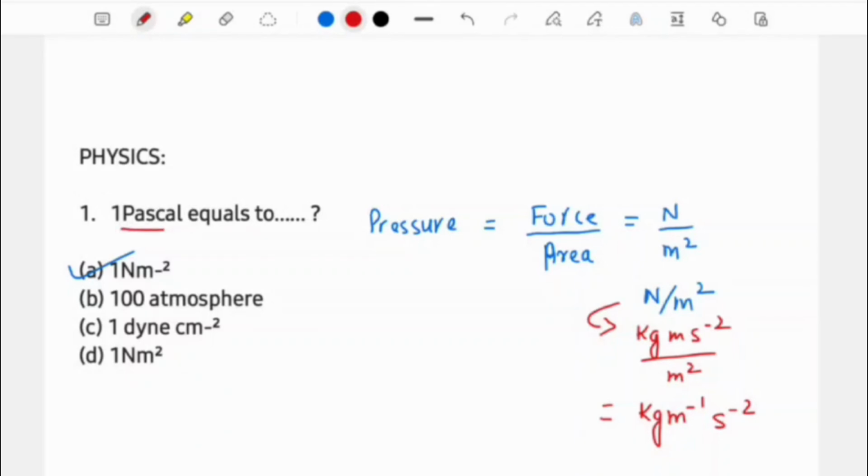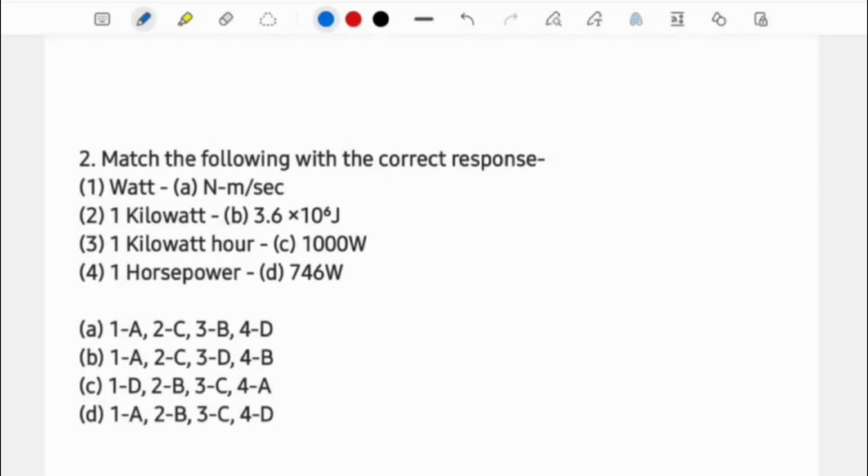Alright, next question. The question is match the following with the correct response. On your left you have watt, kilowatt, horsepower. These are the units of power, the different units of power, and we have to find the relevant matches with them. See, watt is Newton meter per second, so this is correctly matched. So here we will decode it like this: 1, 2, 3 and 4.